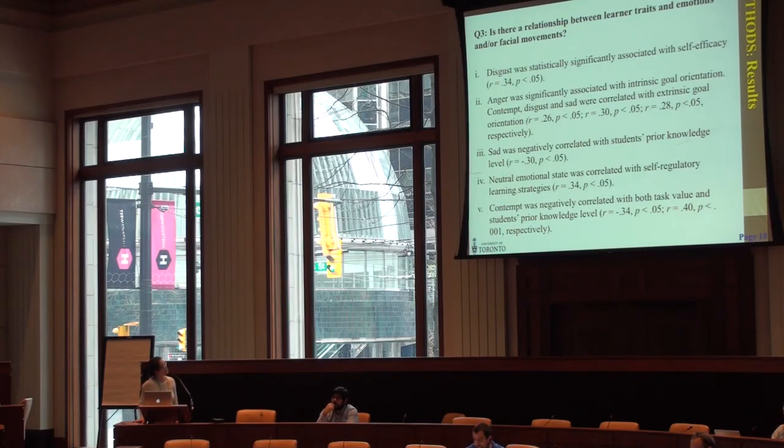Actually, the neutral state was very interesting. The neutral emotion state was correlated with self-regulatory learning strategies. Based on my observation, when students play the game, students who have a higher level of self-regulating skills know where to go to get the right evidence, how to find the right evidence, and also how to properly test the items. So they tend to have a higher level of engagement in the game, and they tend to win the game more often. That's something we need to keep in mind later on about the neutral state. Finally, we also found contempt was negatively correlated with both task value and student prior knowledge.